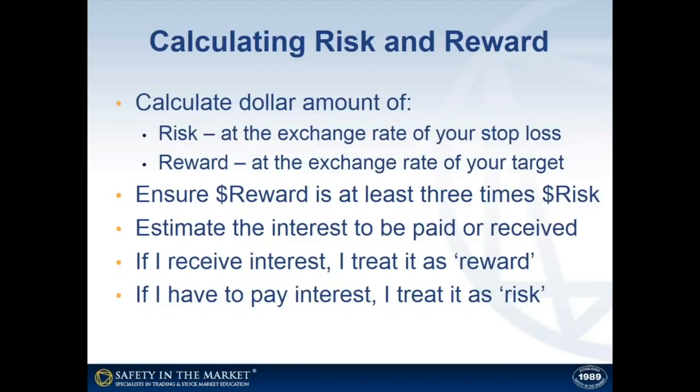Again, we're going to talk about this in later videos as we go through examples, but that's how I treat that. If I'm receiving interest, it's a bonus. If I have to pay interest, I treat that as part of my risk. If you've got a $10,000 account and you're risking 5% on each trade, which is $500, it's not $500 risk plus interest paid. It's $500 total, which is $500 for your risk on the trade, any brokerage or commission, and any interest as well. So keep all of that in mind.